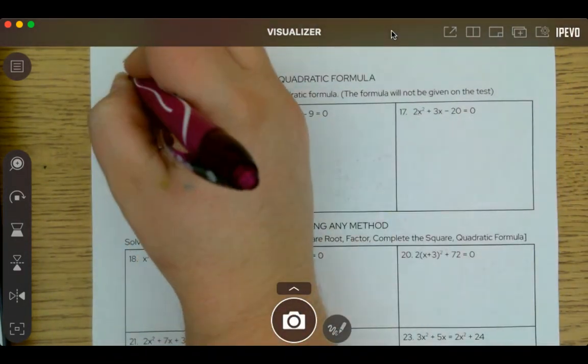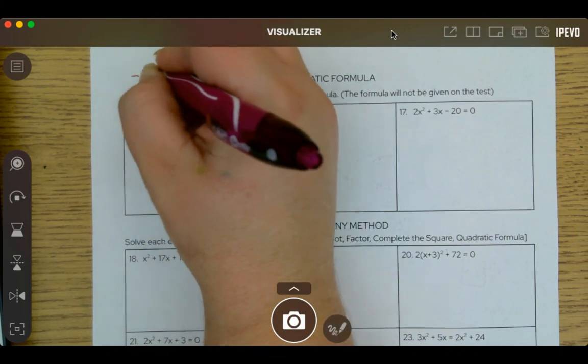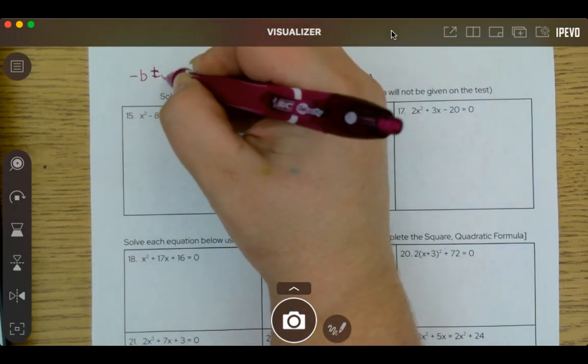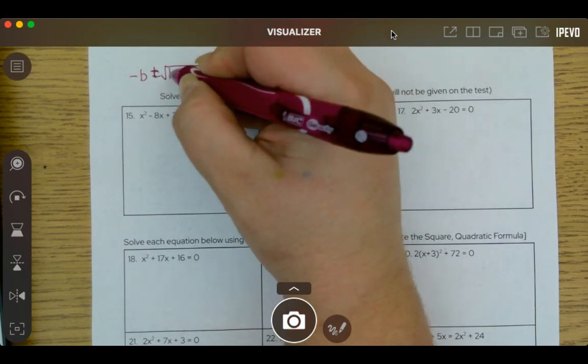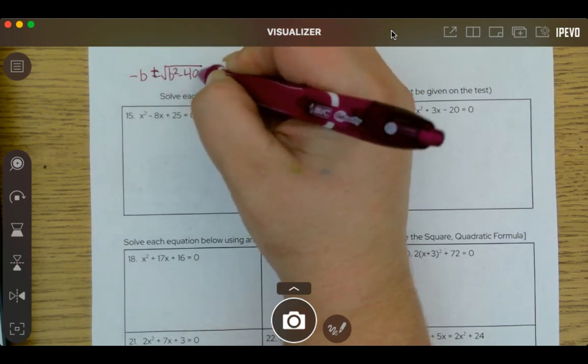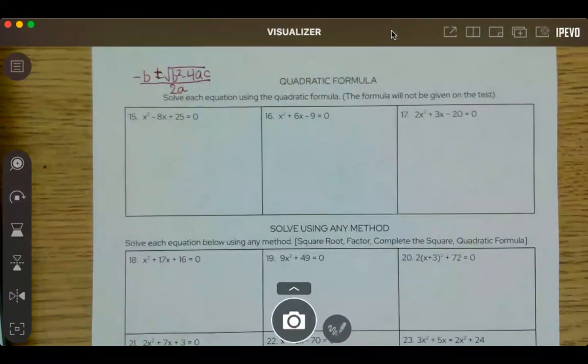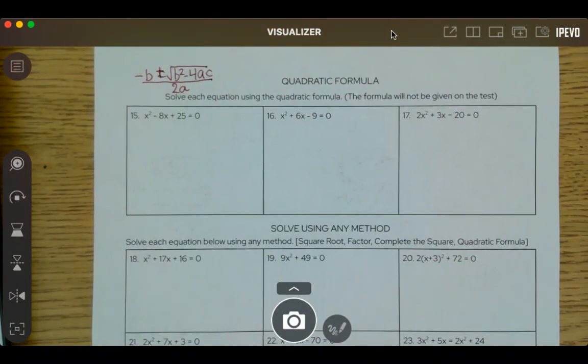Okay, quadratic formula. Opposite of b plus or minus the square root of b squared minus 4ac all over 2a. I know, my singing voice is really good when I have a cold.